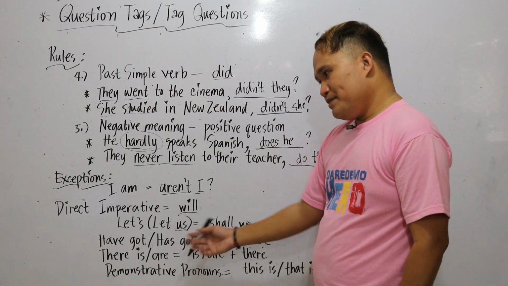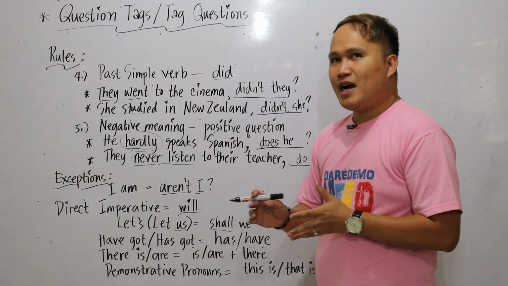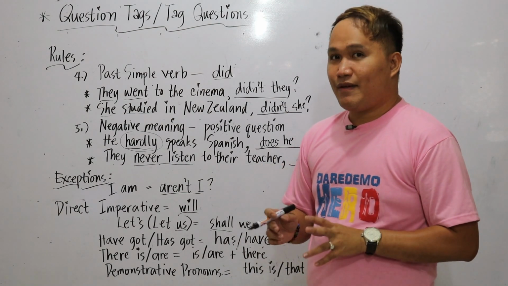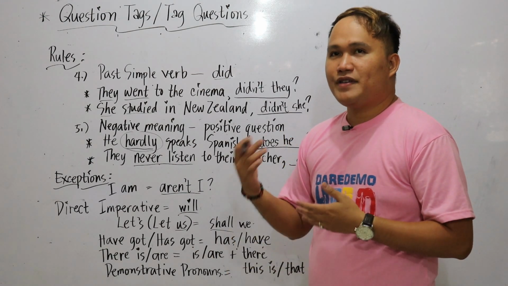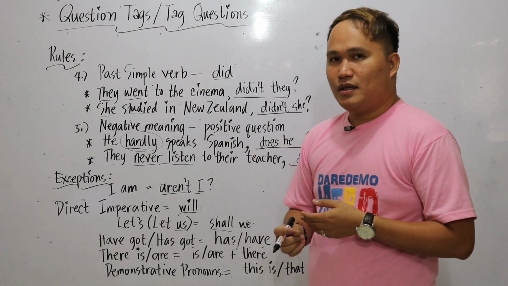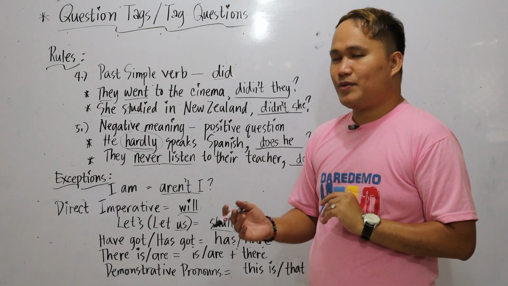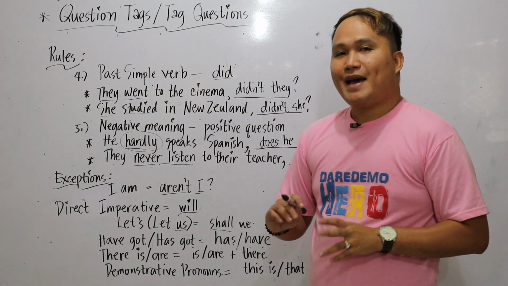For possession, like have got or has got. Now, have got and has got are used similarly to has and have. For example, I have got a dog. I have got a pet cat. That also means I have a pet cat. So I've got or I have got a pet cat.